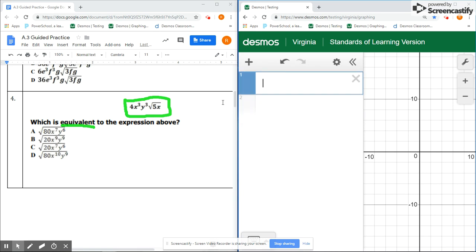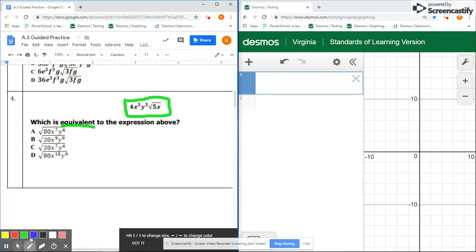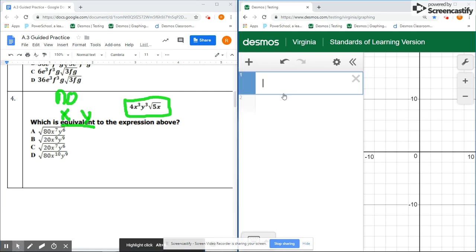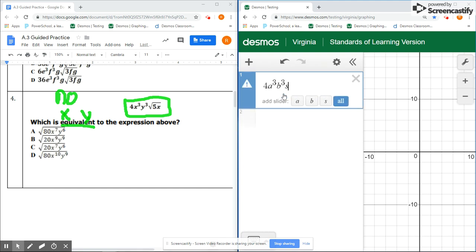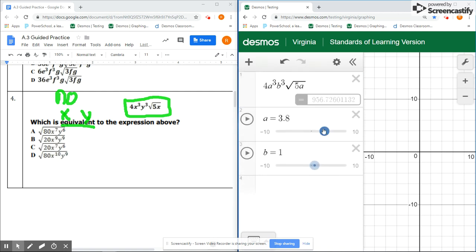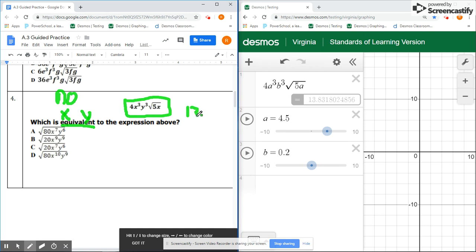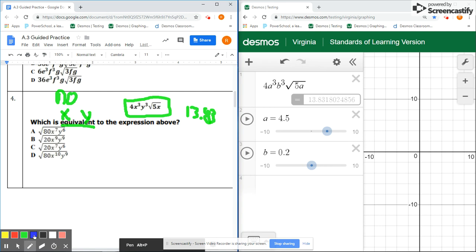However, remember, if we try to use X's and Y's, then we can't plug it in and use the sliders. So instead, we're just going to try A and B. All right, so I'm going to plug it in here. 4 A to the third, B to the third, square root of 5A. And I'm going to hit the sliders. And remember, we're going to change it somewhere. It doesn't matter. We just can't have 0, 1, or negative 1. All right, so what I got for my answer choice is 13.83.